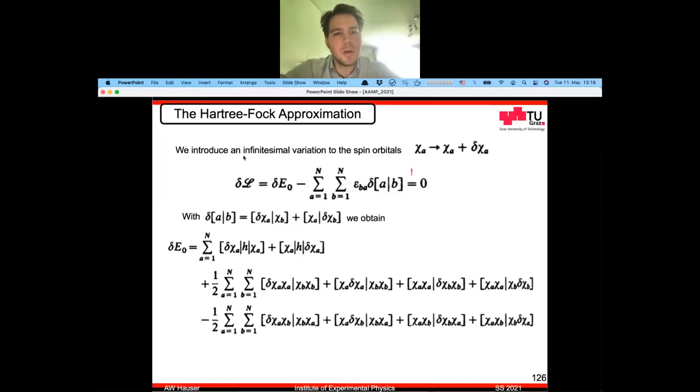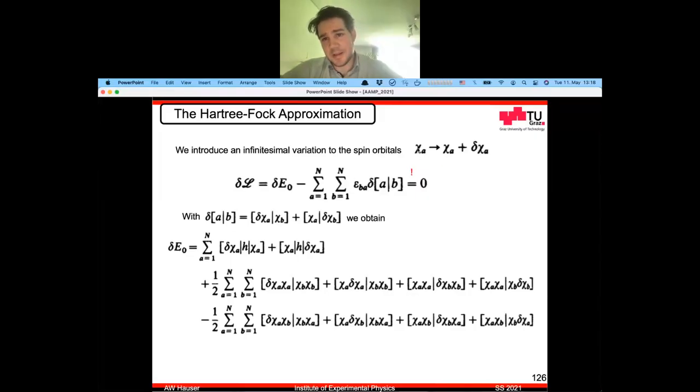I just say we look at the variation in the Lagrangian and request that this variation should be 0, because then we know that we're at the stationary point of this function as a function of the parameters. So we can work with this even without specifying which parameters we're actually tweaking to change our test function, right? So I'm just saying I am introducing a little change in the Lagrangian. So we have infinitesimal variation to the spin orbitals.